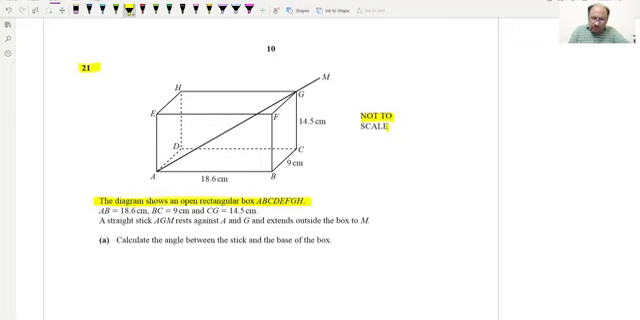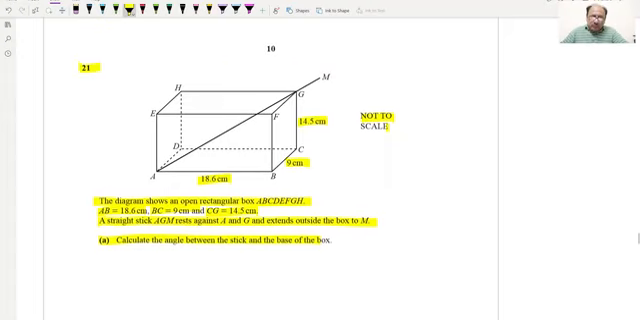The diagram shows an open rectangle box. Open rectangle box means it has no top. So AB is this one, BC is 9, CG is 14.5 centimeters. A straight stick AGM rests against A and G and extends outside the box to M. Calculate the angle between the stick and the base of the box.